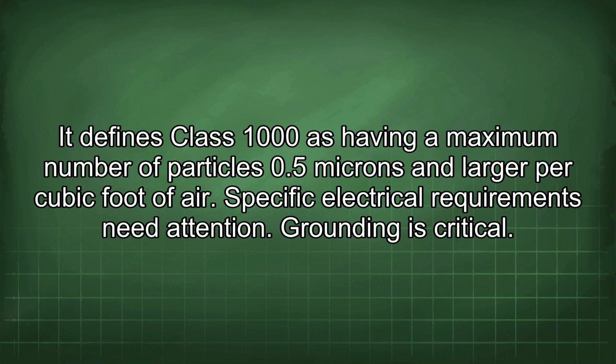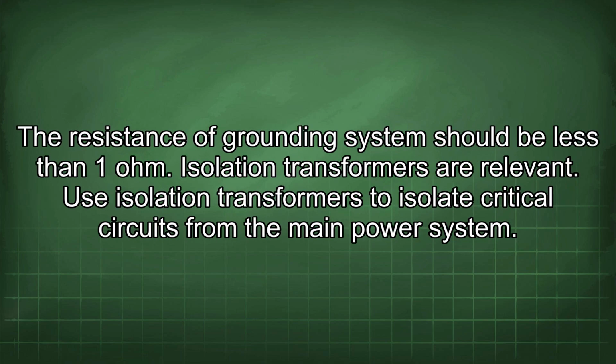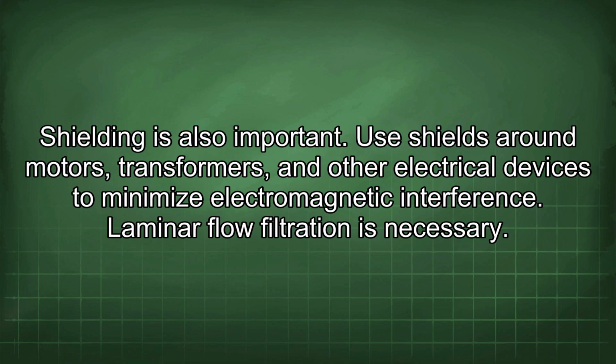Specific electrical requirements need attention. Grounding is critical. The resistance of the grounding system should be less than 1 ohm. Isolation transformers are relevant. Use isolation transformers to isolate critical circuits from the main power system. Shielding is also important. Use shields around motors, transformers, and other electrical devices to minimize electromagnetic interference.